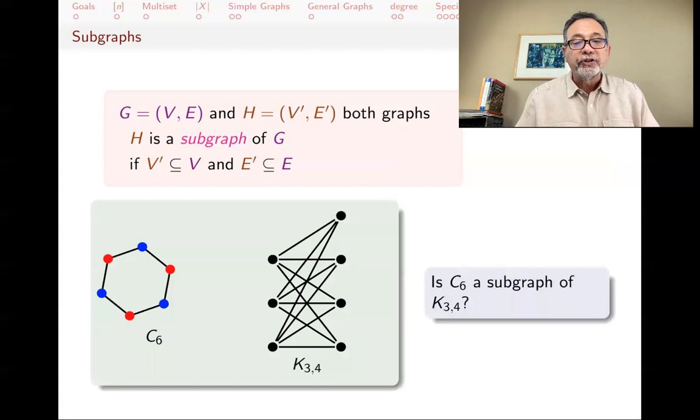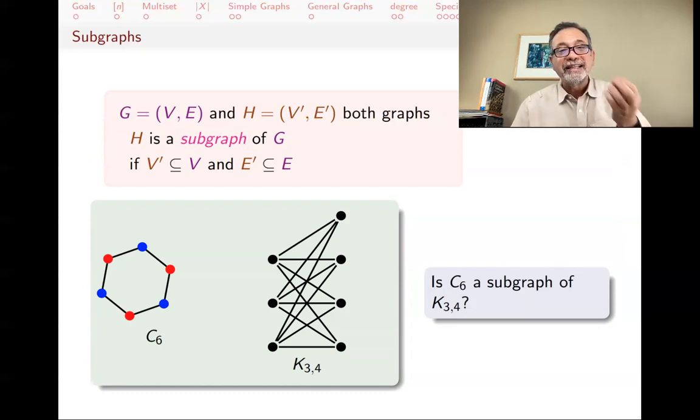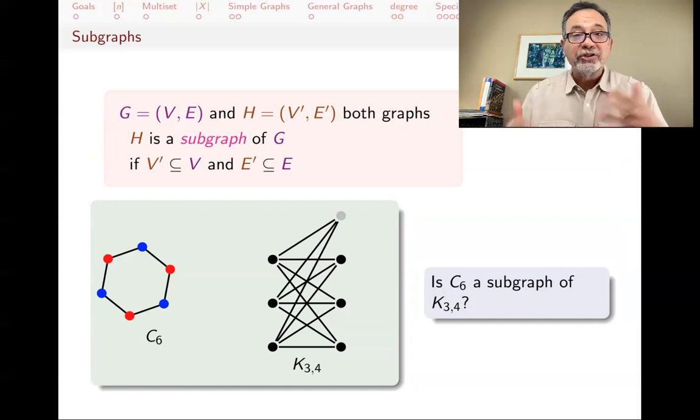So, for example, let's look at our C6 again, and let's look at our complete bipartite graph on 3 and 4 elements. So is C6 a subgraph of K34? Well, C6 has 6 vertices, K34 has 7 vertices. So they're not the same graph, of course, but is C6 a subgraph of K34? Well, to see that, we have to see whether or not C6 lives within K34. K34 has too many vertices, so maybe we need to take one vertex out. When you take a vertex out, you can't have its edges just hanging out there with no vertex. You've got to take the edges out too.